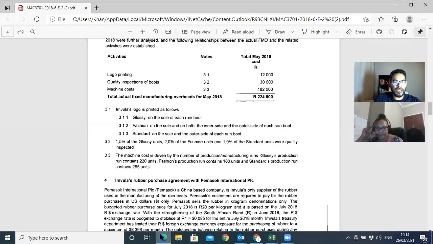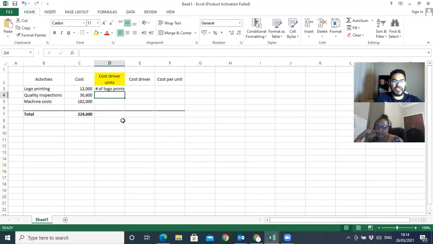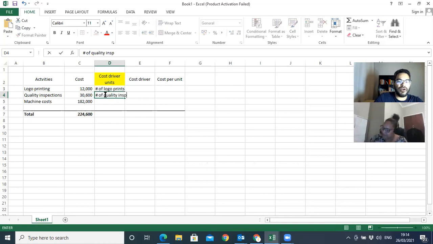So for the quality inspection, they say 1.5% of the glossy units, 2% of the fashion units, and 1% of the standard units. What you will realize is that the quality inspection is generally driven by the number of quality inspections. Now you are right. The number of quality inspections is driven by the number of units.